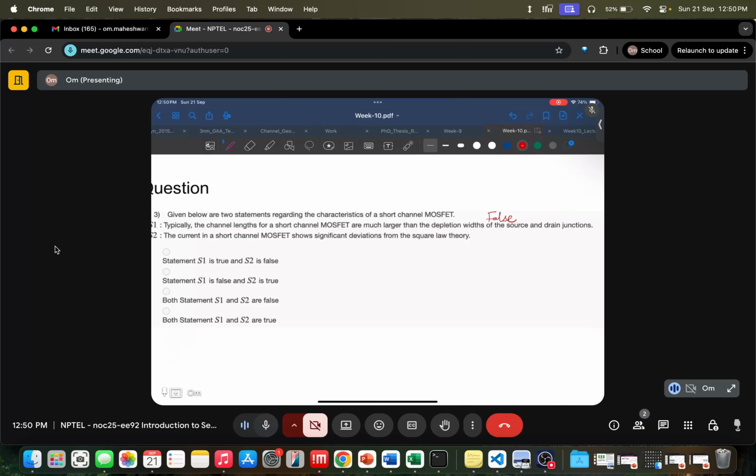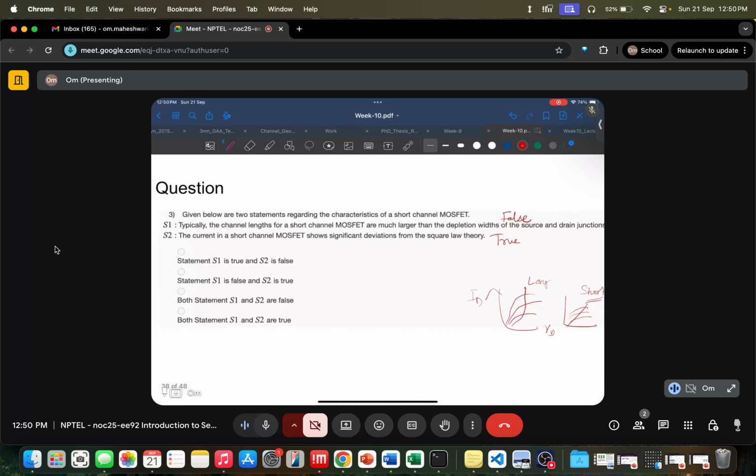The second one is that the current in a short channel MOSFET shows significant deviations from the square law theory, which is true, as we saw in the ID versus VD plot. If this is quadratic in long channel, it is linear in short channel. So the first is false, the second is true. Option B is correct.